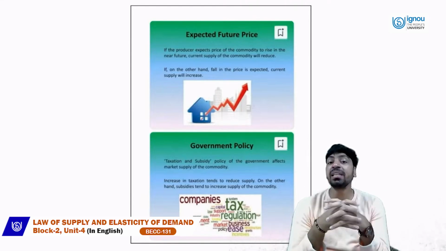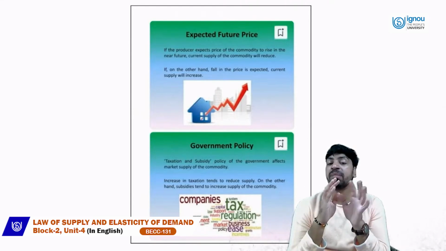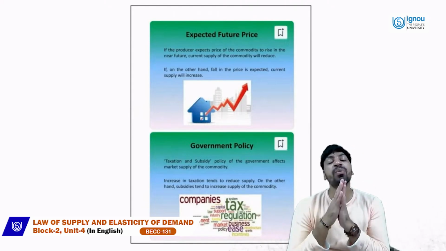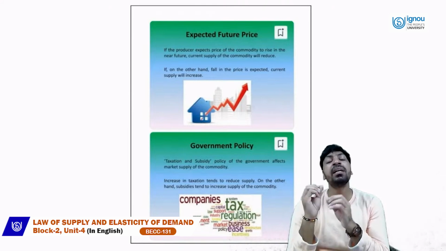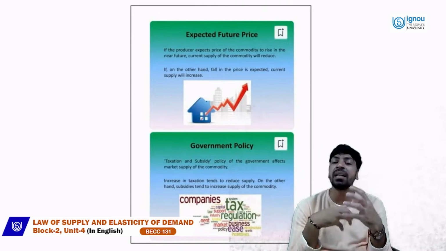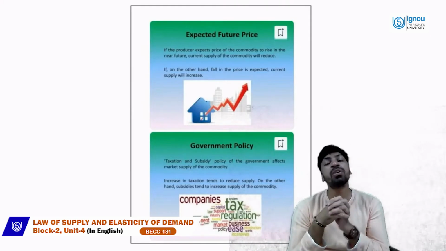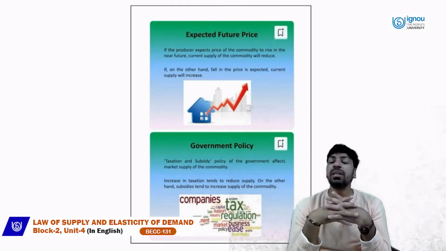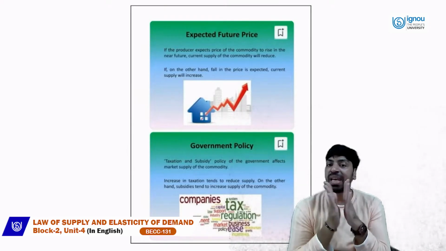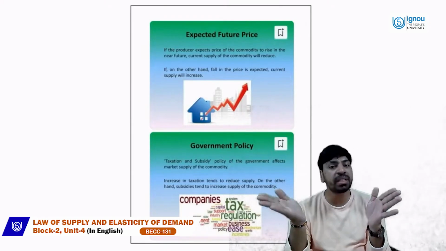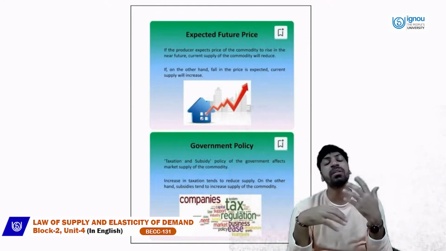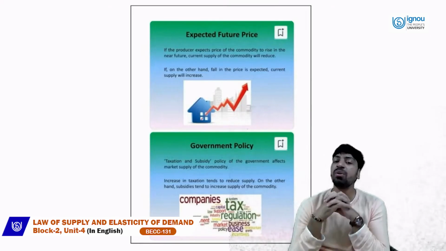So you can see in the image. If a seller expects an increment in the price, then in the present, the current supply of a commodity would get reduced. Automatically, there is an inverse relationship between the price and the quantity supplied, just because of an expectation about the future price of a particular commodity.